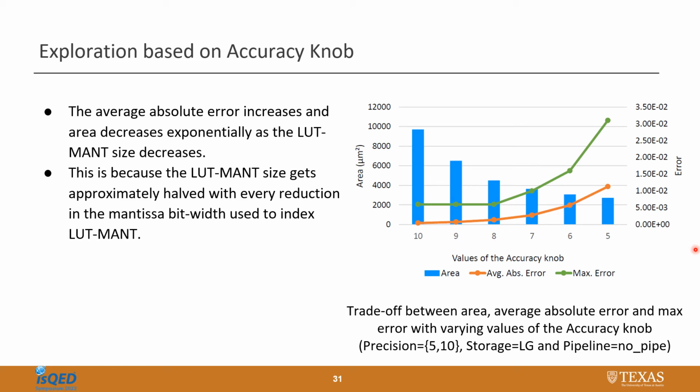Upon examination, the design with accuracy knob 8 provides the best balance between the area and accuracy for half precision log units. There is only a slight increase in the average absolute error, while the total area nearly gets halved.